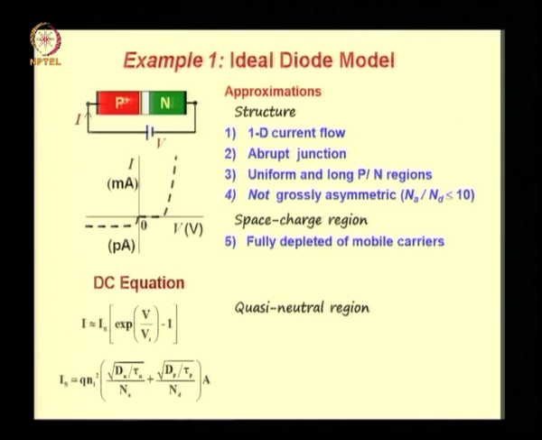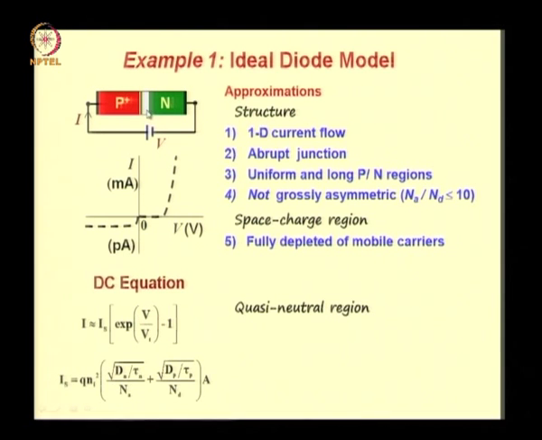The space charge region, we assume that the space charge region is fully depleted of mobile carriers. So, this region here is the space charge region which is fully depleted of mobile carriers. Further, no excess generation or recombination in the space charge region.